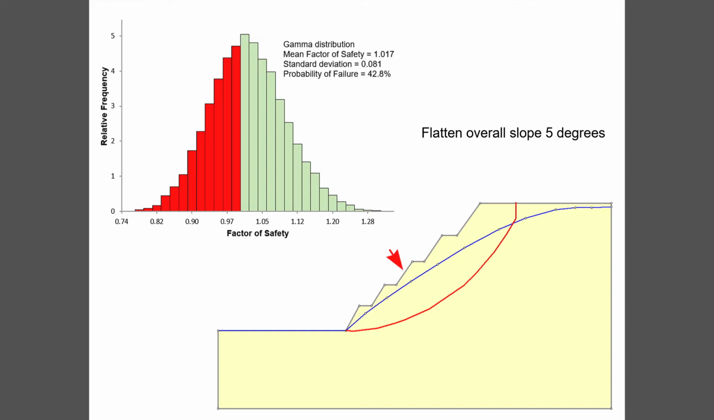The next possibility is to flatten the overall slope angle. This is a solution that's often looked at, and in this case, it surprisingly doesn't do any good. In fact, it makes the situation very slightly more dangerous. The probability of failure increases to 42% as opposed to 40%. The factor of safety is almost the same, very close to 1.